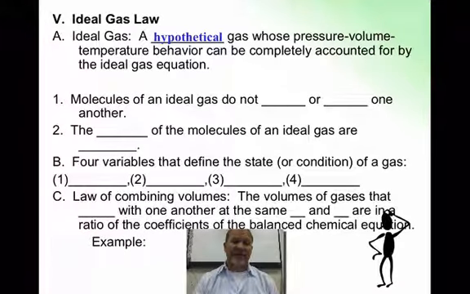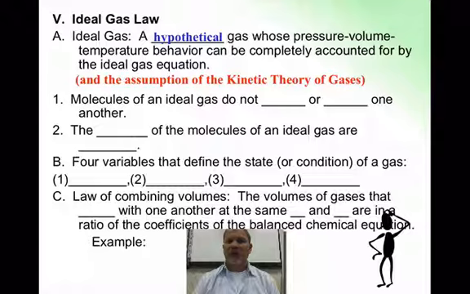The ideal gas law. By definition, an ideal gas is a hypothetical gas whose pressure, volume, and temperature behavior can be completely accounted for by the ideal gas equation. In other words, we're going to assume that it's actually following the kinetic theory of gases exactly. And we're going to get to the kinetic theory of gases.